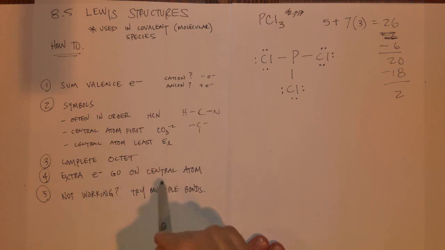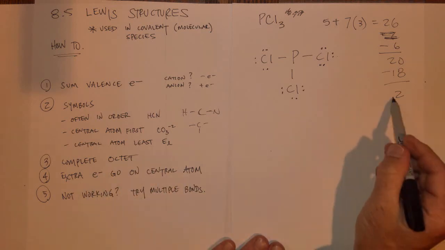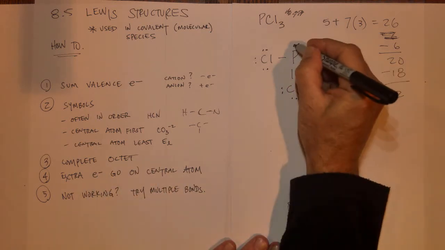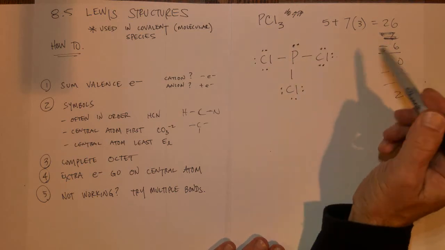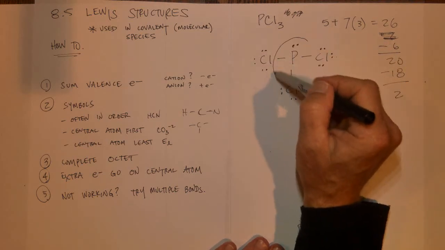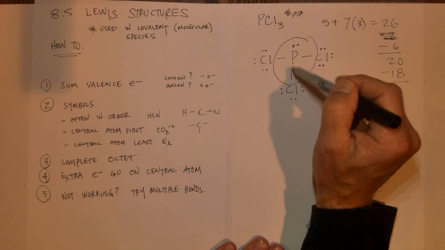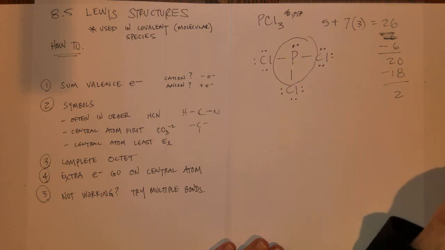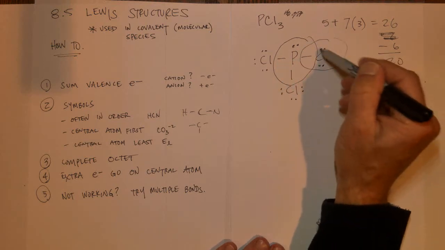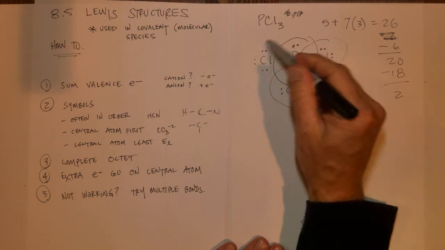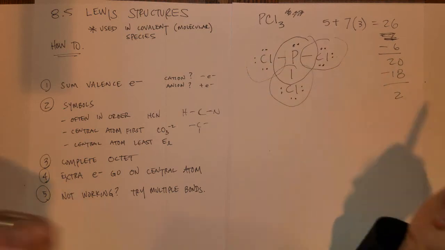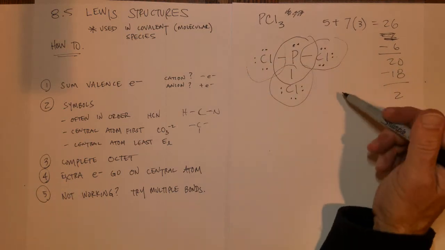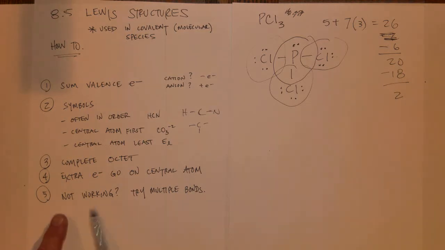And it says extra electrons go on the central atom. 2 electrons left. So we put those on the central atom right here. And then you can tell that phosphorus now has 2, 4, 6, 8, because remember each dash represents 2 electrons. This chlorine has 8 electrons, this chlorine has 8 electrons, this chlorine has 8 electrons. Check, we're done with that Lewis electron dot structure. But rule number 5, if it's not working, try multiple bonds.